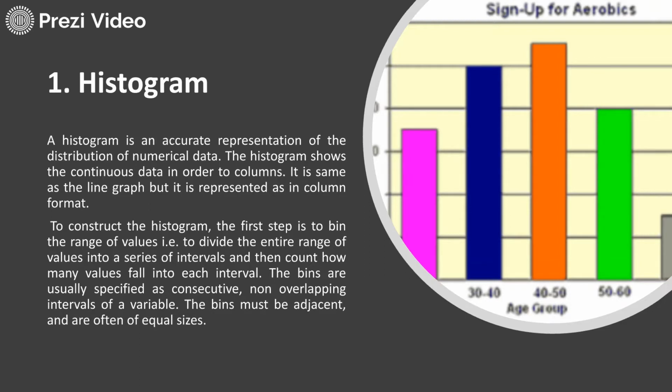Now how to construct this histogram? Again, this is very simple. We first divide the entire range of the values into a series of intervals and then count how many values fall within each particular interval. These bins are usually specified as consecutive, non-overlapping intervals of a variable. The bins must be adjacent and are often of equal sizes.